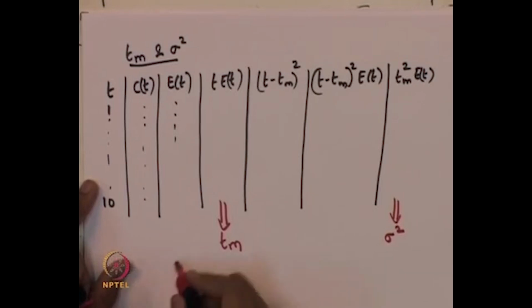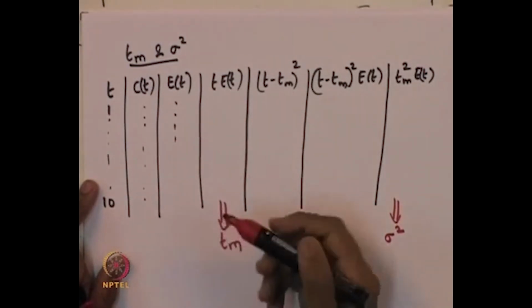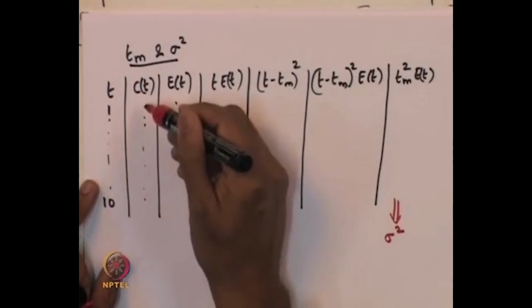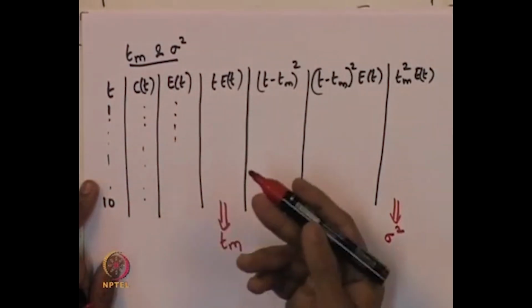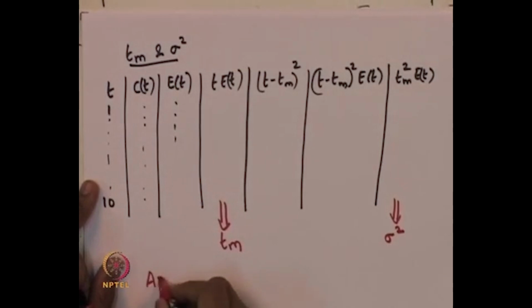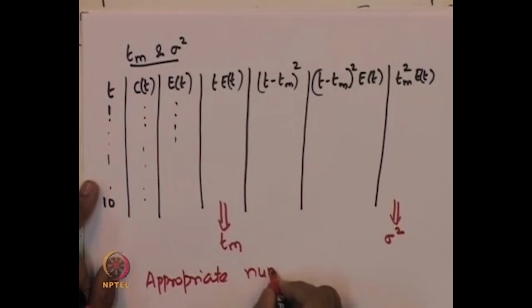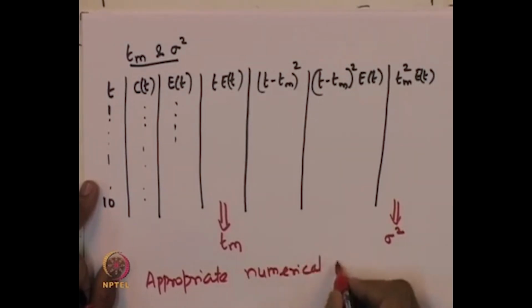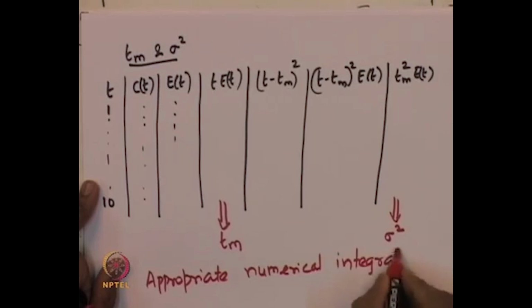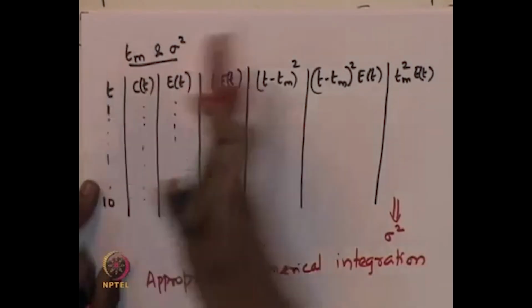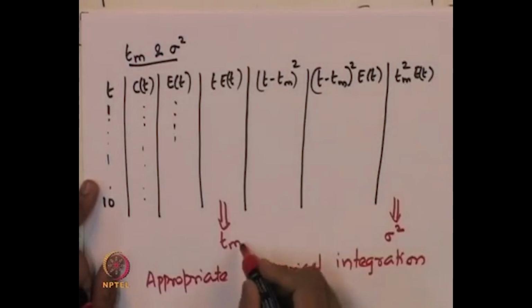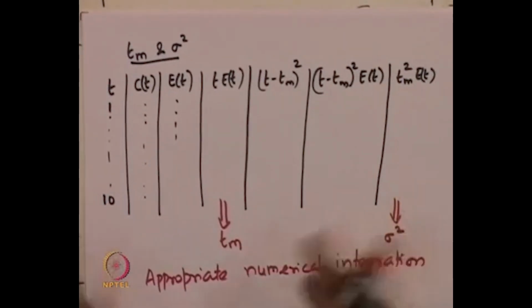One needs to use an appropriate numerical integration scheme. Remember that the concentration consists of discrete values at different time points, so one has to use appropriate numerical integration in order to complete this table. Once this table is complete, we will be able to estimate the mean residence time and the variance for the distribution that represents the RTD function for the reactor.